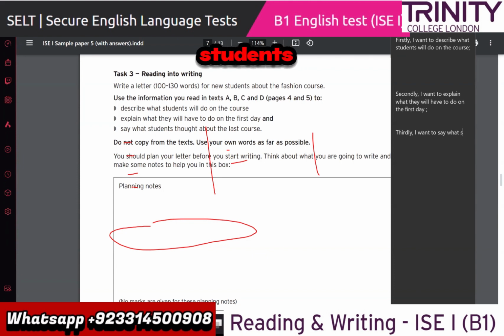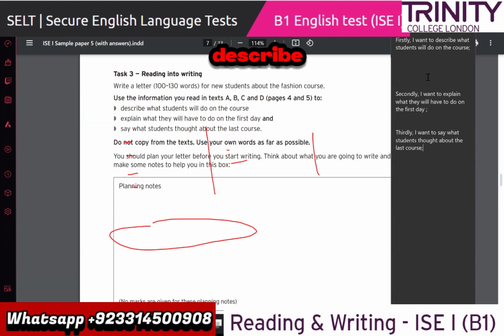what students thought about the last course. Now take out your notebooks and quickly write this there. Then I will display both tasks on both passages on either side and you will solve it. Take out your notebook, please write this down first.